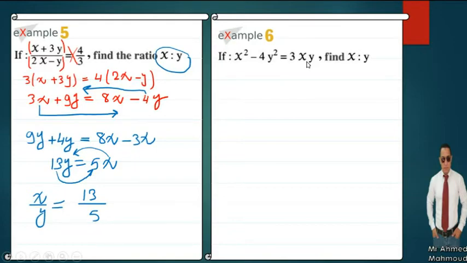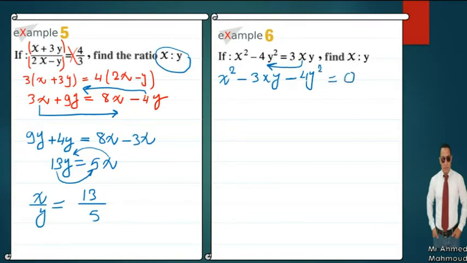Okay, but before factorizing, I need to collect all the terms on the left side. Then I need to send 3xy to the left side to be between x power of 2 and the negative 4y power of 2, like this. x power of 2, 3xy sent from right to left to be negative 3xy, and minus 4y to the power of 2 equals 0.